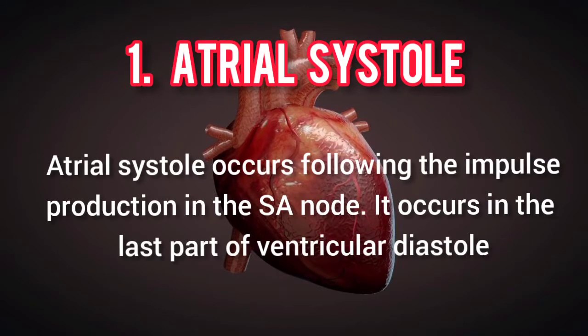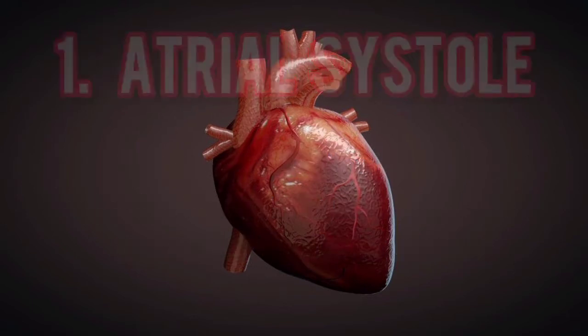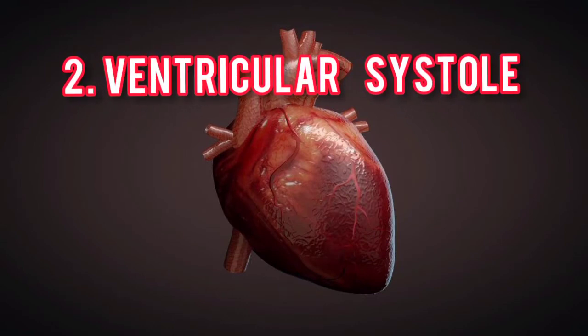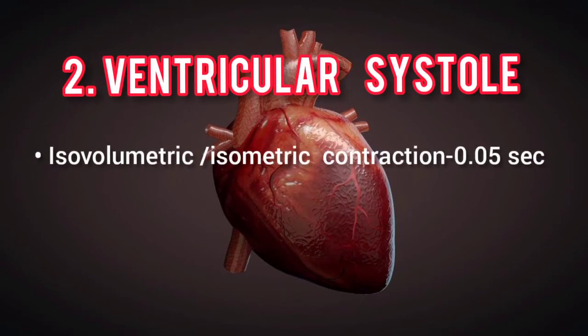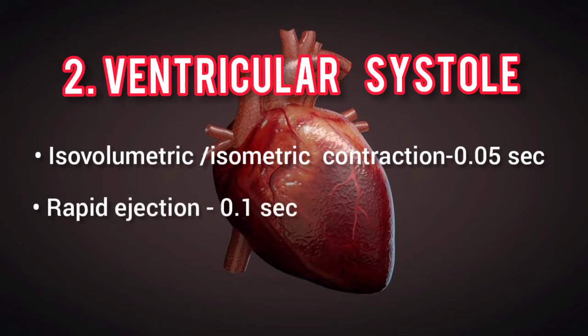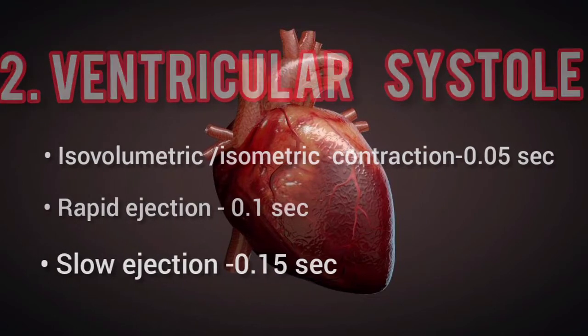Atrial systole. The atrial systole occurs following the impulse production in the SA node. It occurs in the last part of ventricular diastole. Ventricular systolic events. It includes isovolumetric contraction or isometric contraction, rapid ejection and slow ejection.